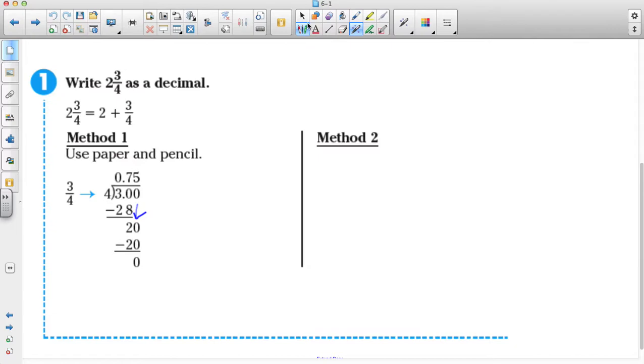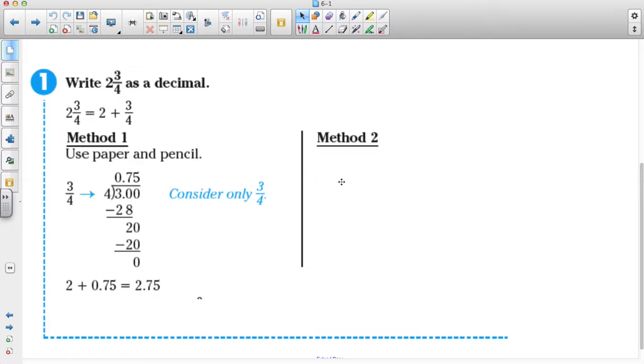So the quotient would be 0.75. 3/4 is equal to 0.75. And remember, we only considered 3/4, so what do we need to do with 2? We simply have to add 2 to 0.75. You end up with 2.75.